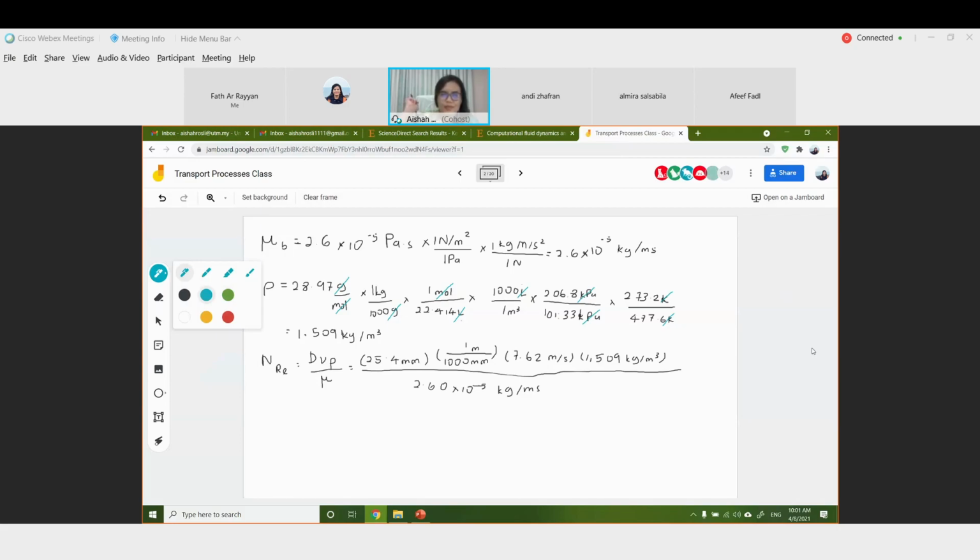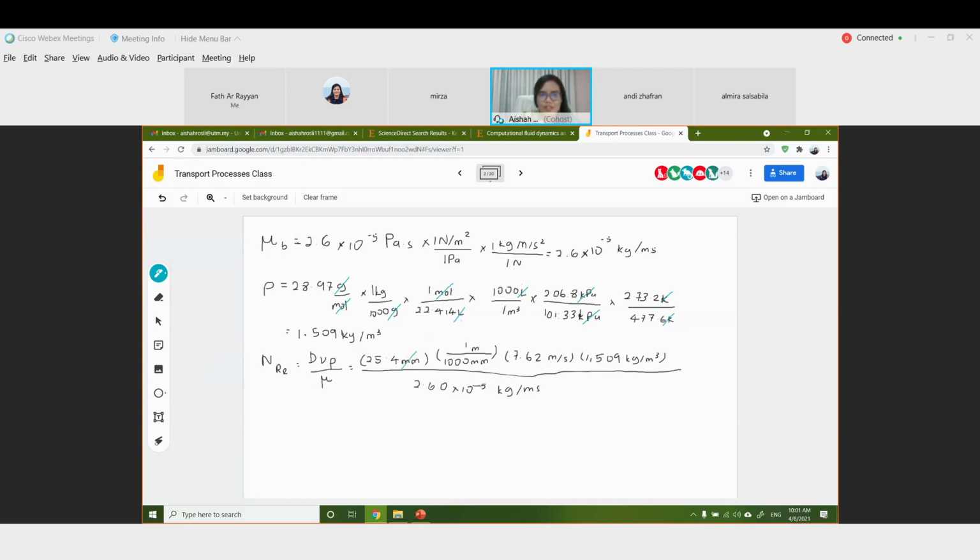No units, Doctor. No units, correct. So it's a dimensionless number. Good job. Even if you see here, if you cross everything out, meters cubed, and then kilogram and kilogram, you will cross out all the dimensions.